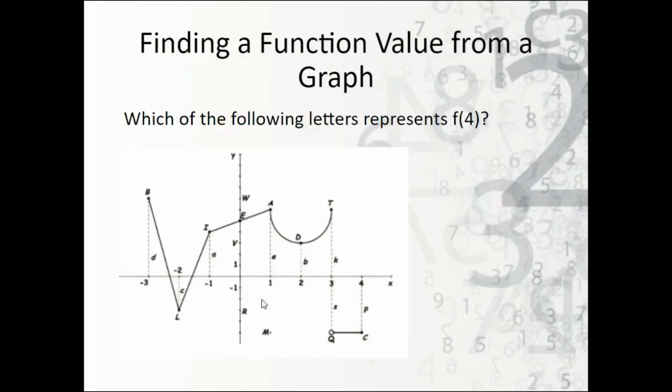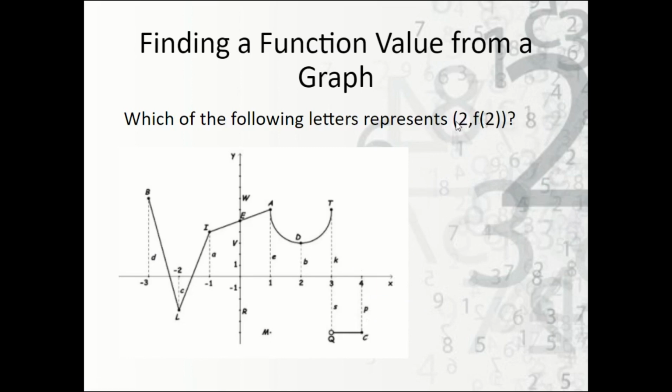Finding a function value from a graph. Which of the following letters represents f of 4? I'm going to go to where x is 4, which is here. Notice f of 4 is represented by this dotted line P. So we would say that P represents f of 4. Now, if it asks for the actual solution, that would be C. So P is our answer in this one.